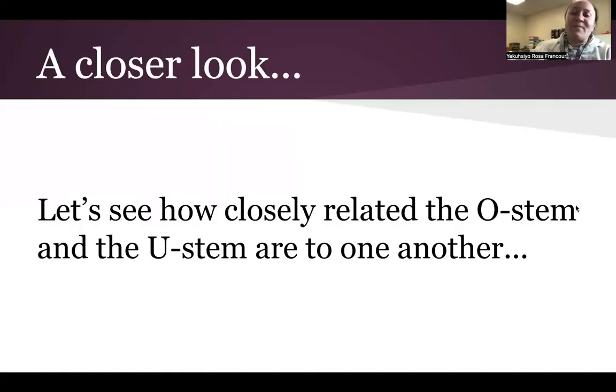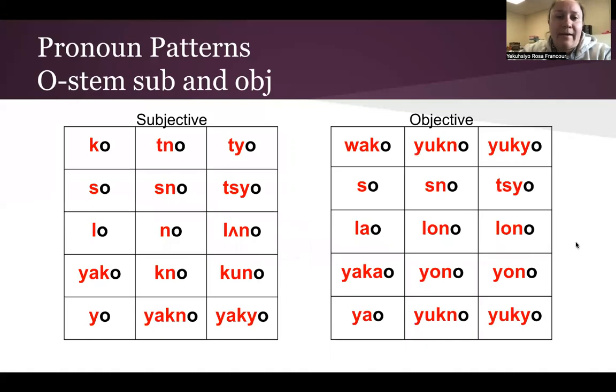So there's one other thing I want you to look at first before we move on to another review activity. Like I mentioned, all the pronouns in the O stem end in an O. All the pronouns in the U stem end in a U. I said that they were sister stems. So let's talk about that pattern a little bit.